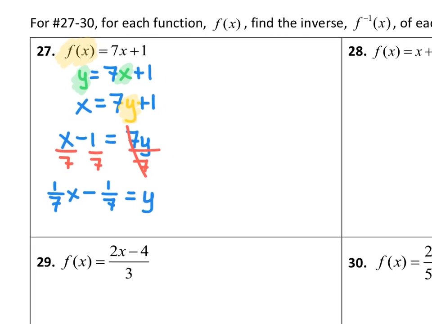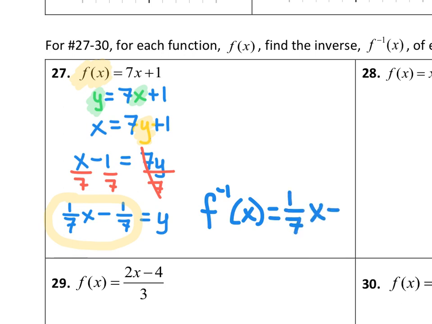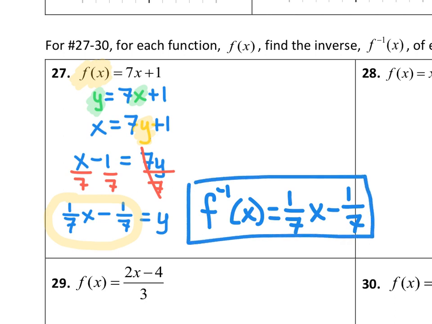The fourth step of this process is to rewrite the answer that you get. Now remember, your answer is this part over here. You're going to rewrite your answer in this notation, f inverse of x. That little -1 there means inverse. And then 1/7 x minus 1/7. And that's going to be your answer for 27.